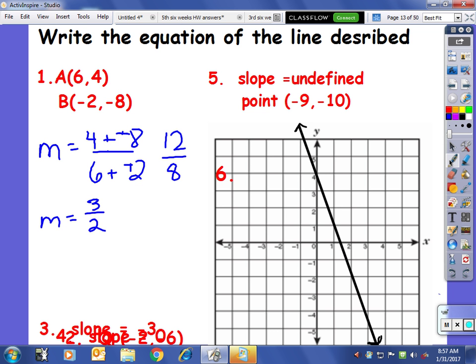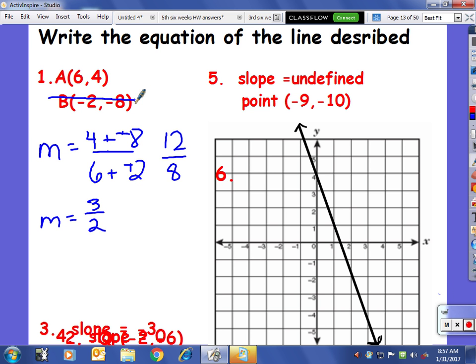A has positive numbers. I would probably pick A. Please don't use parts of both, which some kids do. Maybe draw a line through the one you're not going to use. I'm done with point B. I don't need it anymore. I need point A, and I need the slope I just found, right?